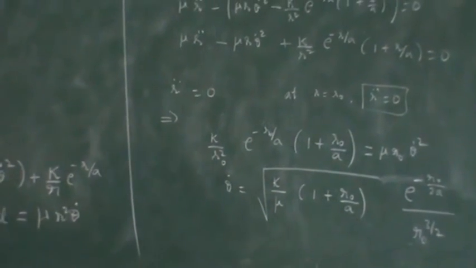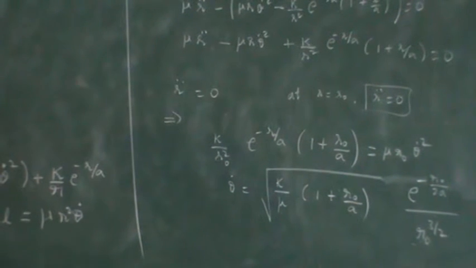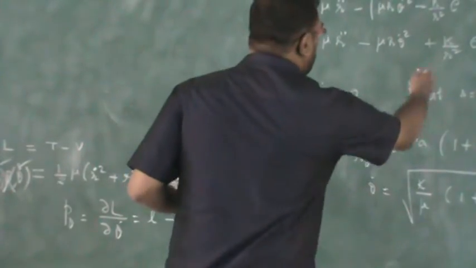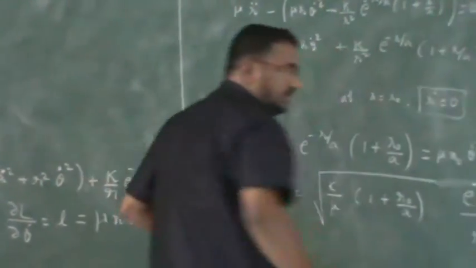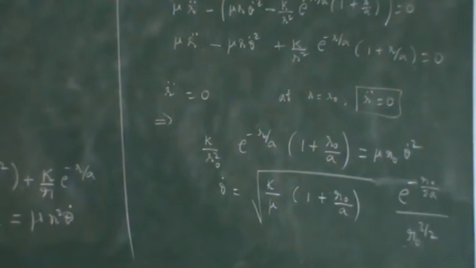This means that the particle's initial angular velocity, that is this theta dot, is a function that depends on the r naught, that is the starting radius.